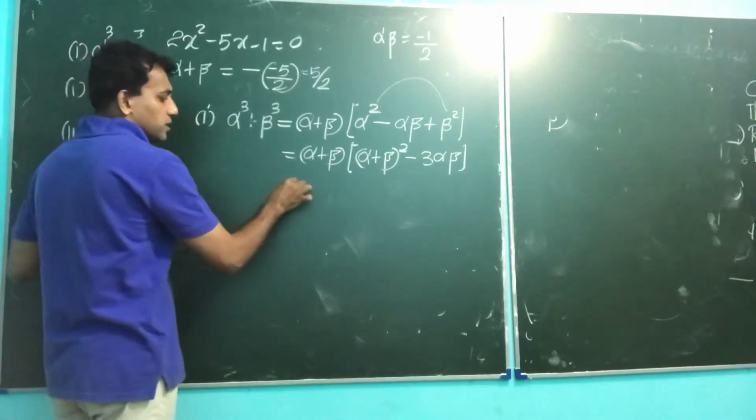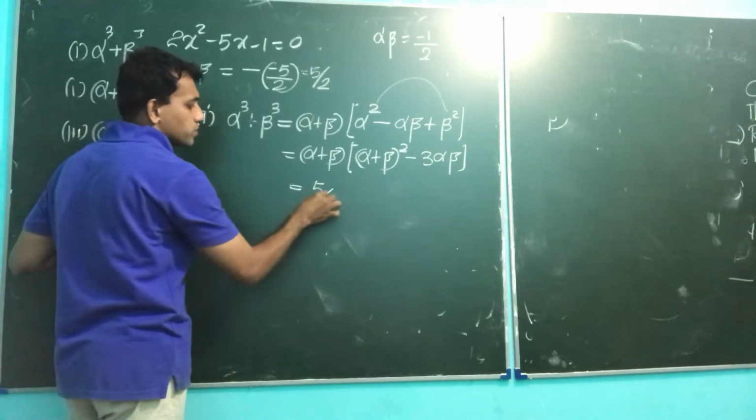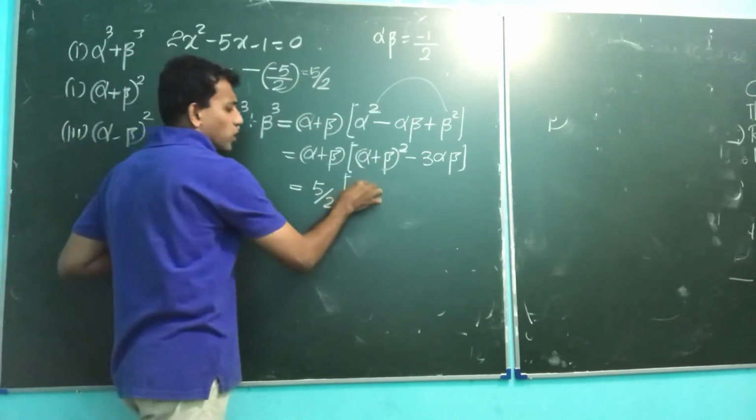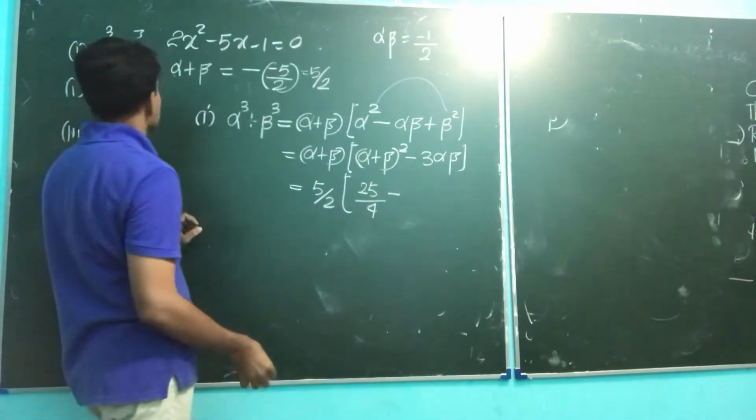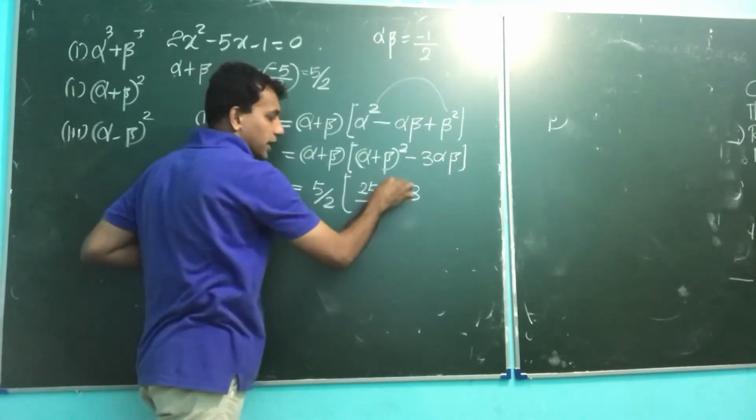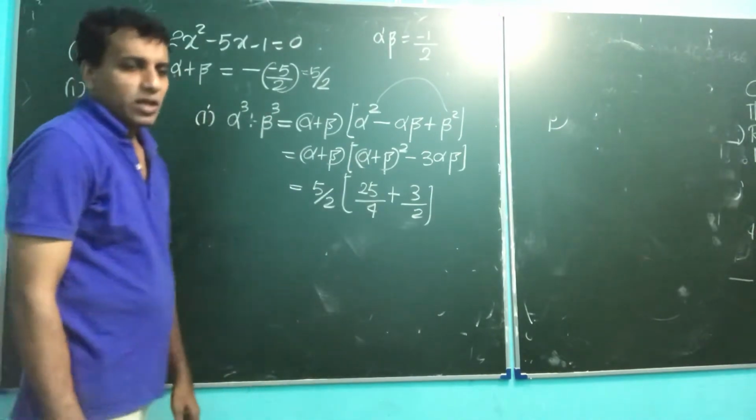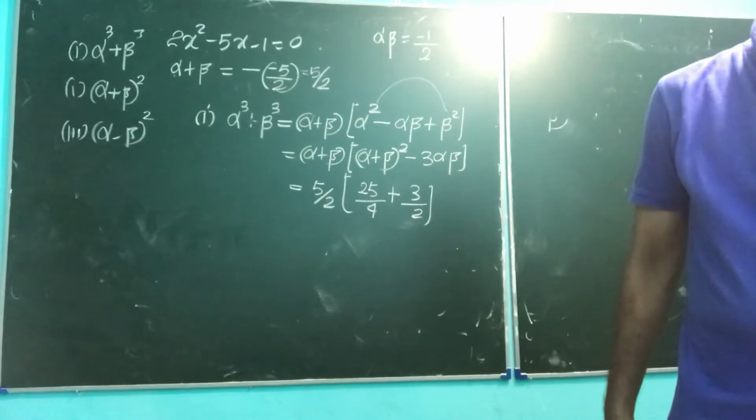So what is the answer? Alpha plus beta is 5/2, and alpha plus beta square is 25/4, okay, minus 3 times alpha beta, but the 3 into minus half, can I say plus half this? Now you can simplify, get the answer, right? It's a number value. I hope you can work that one by simplification.